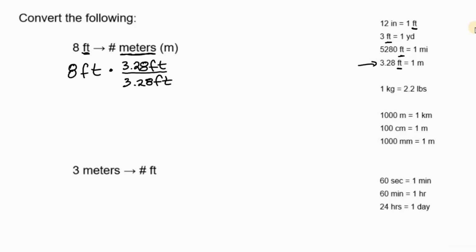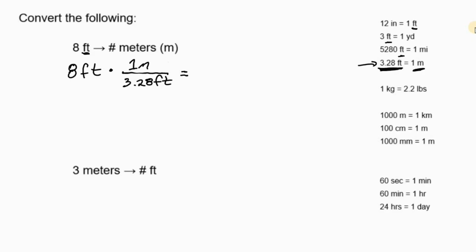I'm going to erase this, and instead of writing 3.28 feet, I'm going to write 1 meter, because we know that 3.28 feet is equal to 1 meter. I just did a simple substitution here. So we have 1 meter, which is equal to 3.28 feet. Once again, this is essentially equal to 1, not changing the value of 8 feet.